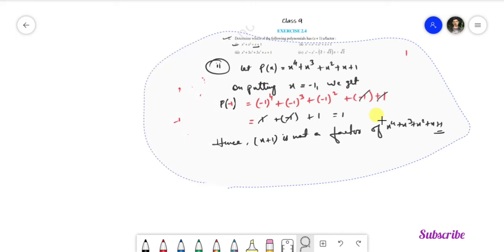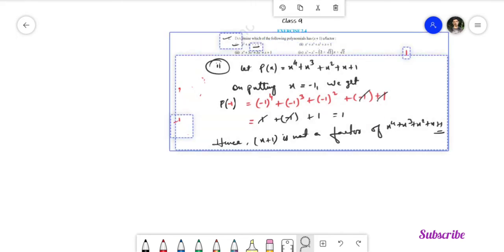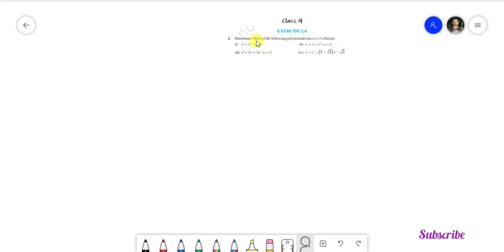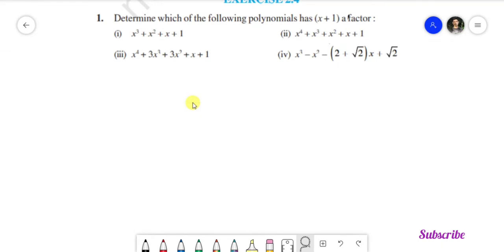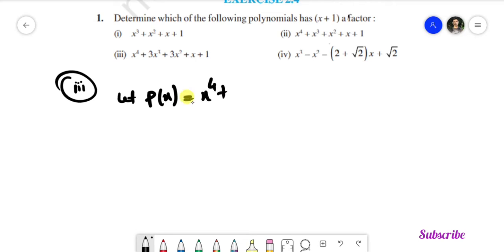So let's see question number 3. This is also easy, I guess. Yeah, it's easy only. So we'll just say, okay, this is the third number. Let p of x is equal to x power 4 plus 3x square plus 3x. Okay, so we took this one.